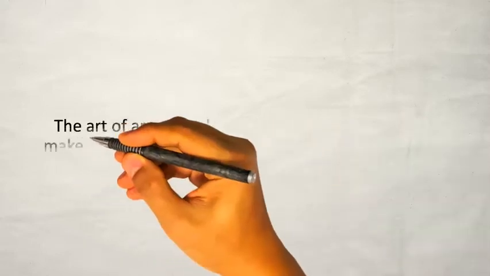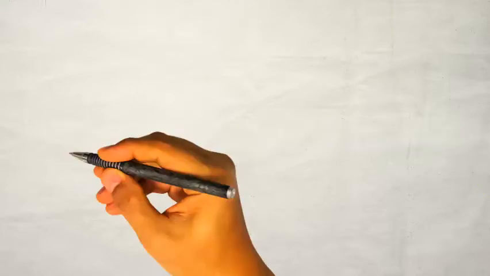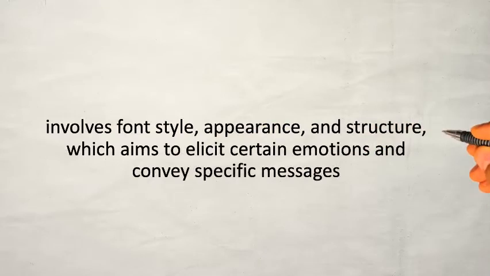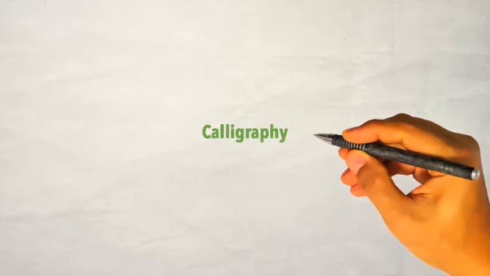Typography is the art of arranging letters and text in a way that makes the copy legible, clear, and visually appealing to the reader. It involves font style, appearance, and structure, which aims to elicit certain emotions and convey specific messages. Another key word that we will see throughout this lesson is calligraphy.